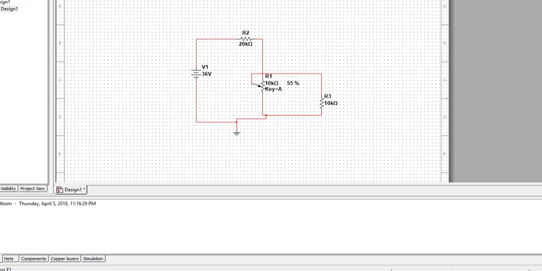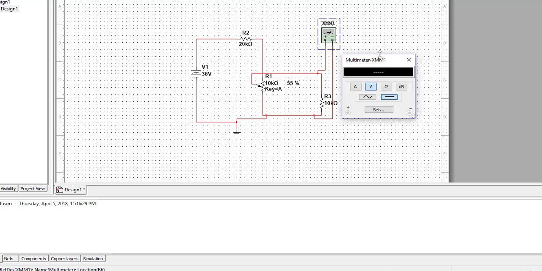Okay, now if we take a multimeter, voltmeter I mean, here it is. So if we put the potentiometer at maximum, we run the simulation, we get 7.2 volts. Now if we stop, we put the resistance at 0, we run the simulation, we get 1.2 microvolts. That's actually a 0 volt reading.